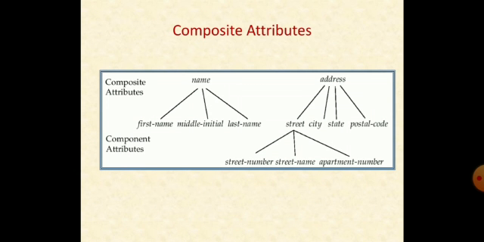So this is the diagram for composite attributes. The name has first name, middle name, and last name. The address has street, city, state, and postal code. Again the street is divided into various subparts: street number, street name, and apartment number. So these are all the various different types of attributes.